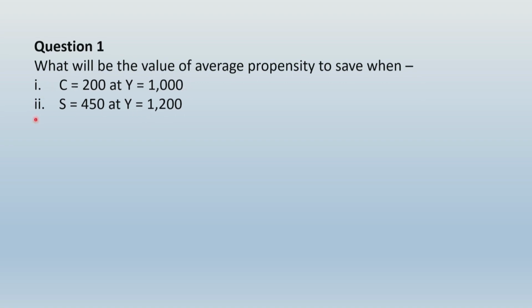In the second case, however, they have directly given you S and Y. So you know how we are going to determine the average propensity to save? Directly by dividing S with Y, that is 450 by 1200 will give you the answer for the second case. So let us write up the answer for these two cases quickly.